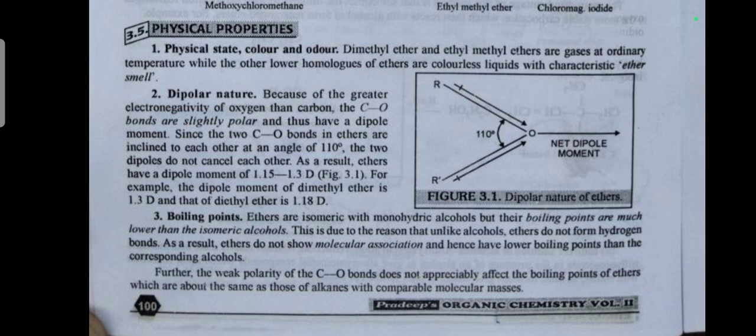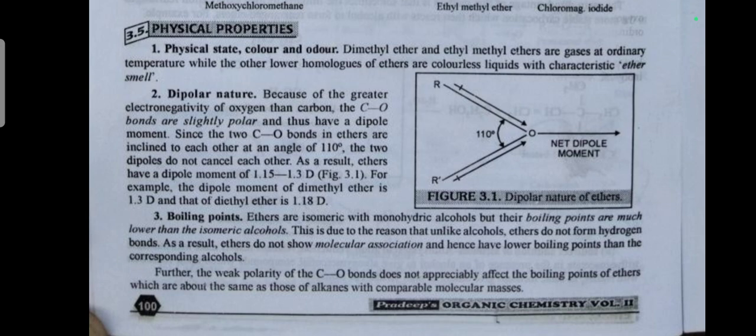Dipolar nature. Because of the greater electronegativity of oxygen than carbon, carbon-oxygen bonds are slightly polar and thus have a dipole moment. Since the two carbon-oxygen bonds in ether are inclined to each other at an angle of 110 degrees, the two dipoles do not cancel each other. As a result, ethers have a dipole moment of 1.15 to 1.3 D. For example, the dipole moment of dimethyl ether is 1.3 D and that of diethyl ether is 1.18 D.